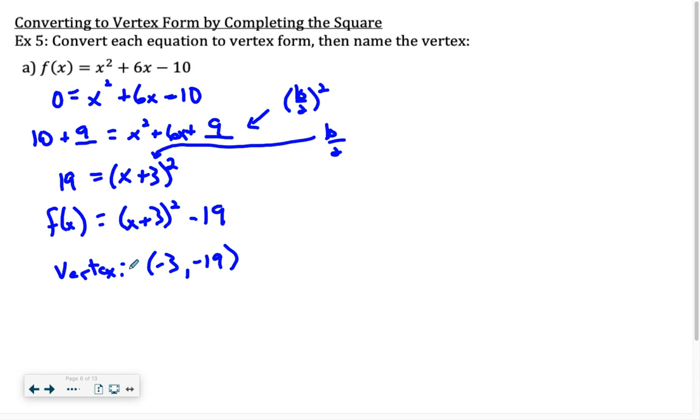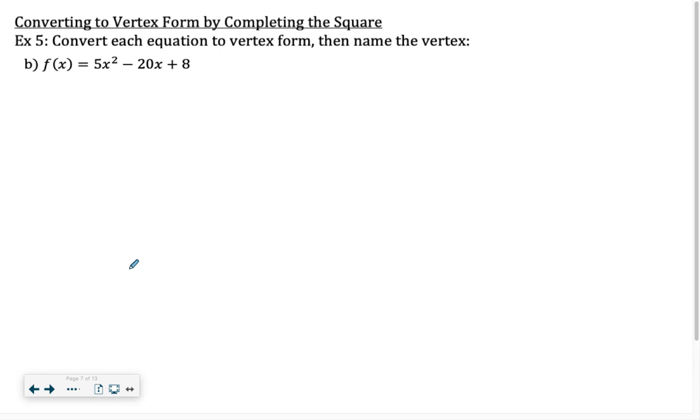All right, so now let's take a look at one other example here. In this one, our leading coefficient is not 1. But what we want to do is still subtract that 8 over. So we'll have negative 8 plus something equals 5x squared minus 20x. Now, whenever we have something where our a is not 1, I need to factor that out.